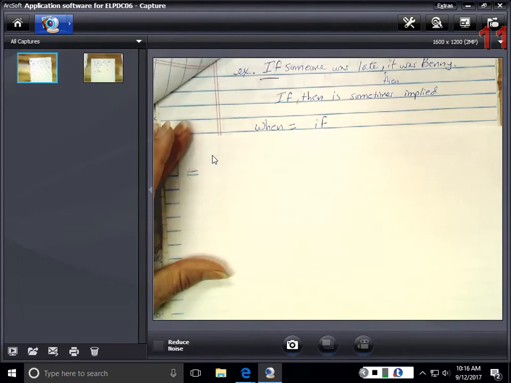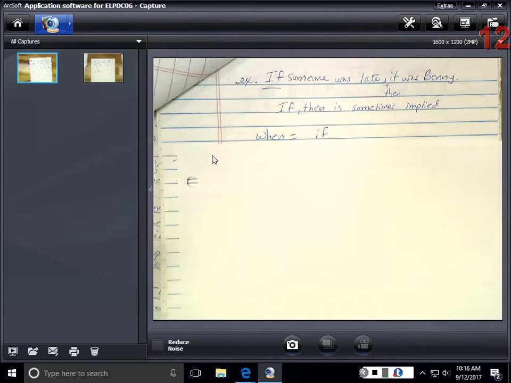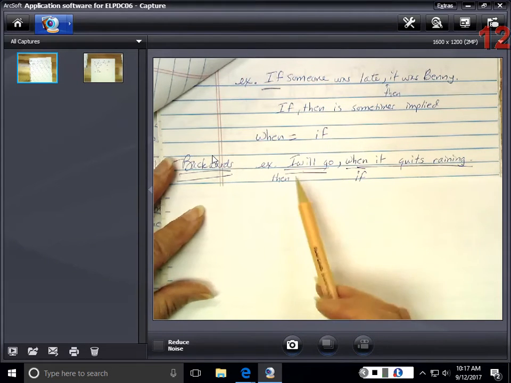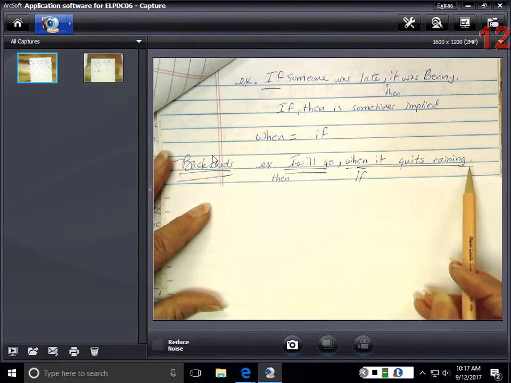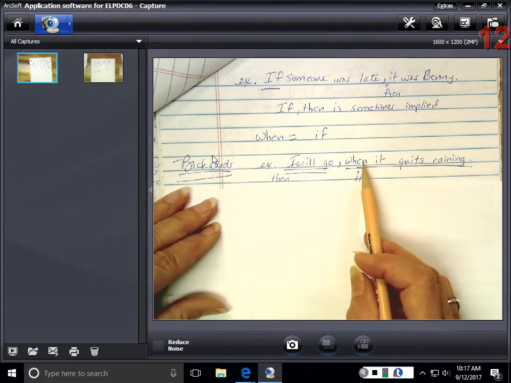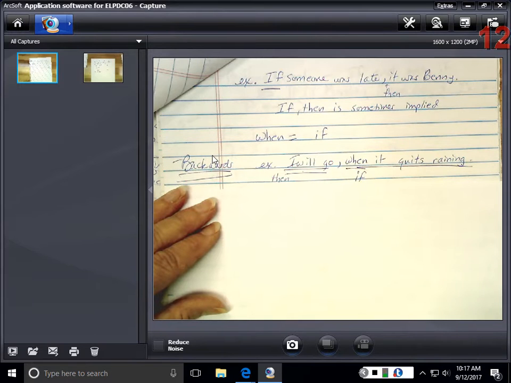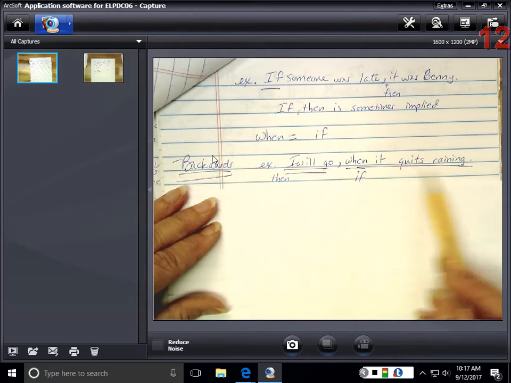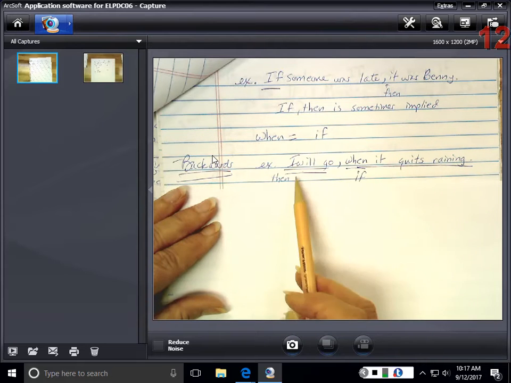So sometimes the if-then is implied. Another time, you can use when to stand for an if. We will go when it quits raining. I will go when it quits raining. In this particular case, the if is over here. That's the condition. If it quits raining, then we're going to go. So this is the hypothesis in this one, and this is the conclusion.